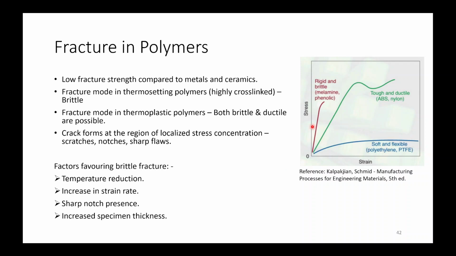Now, the stress-strain behavior of various materials. The blue curve shows elastomers, which are polyethylene and PTFE. These are soft, flexible, tough and ductile. Another curve is for ABS and nylon. Rigid and brittle ones are the thermosets, so these are melamine, phenolic, etc.